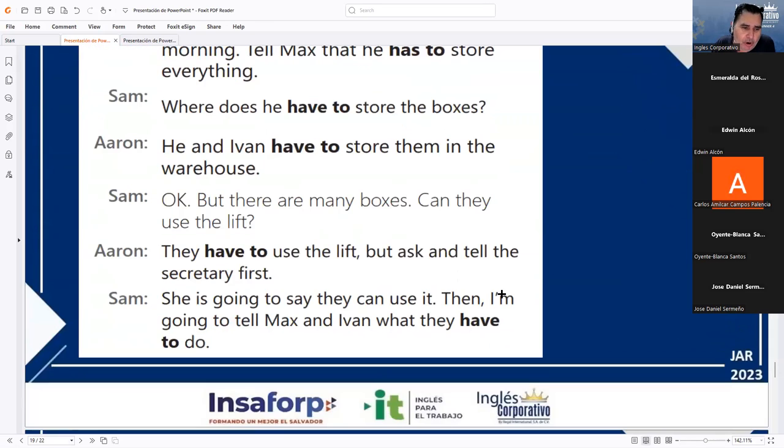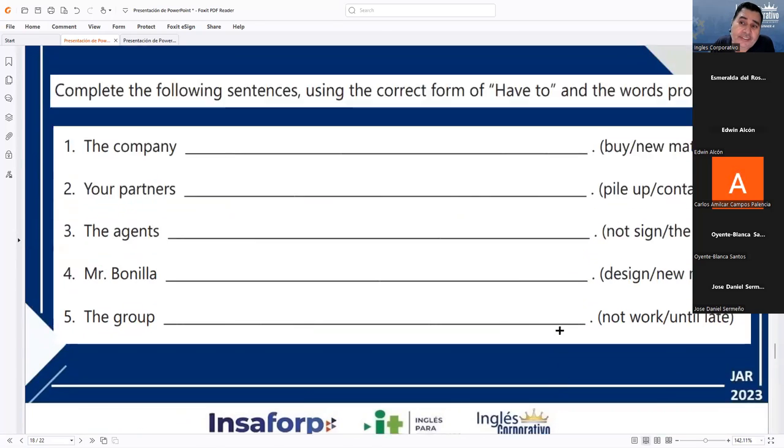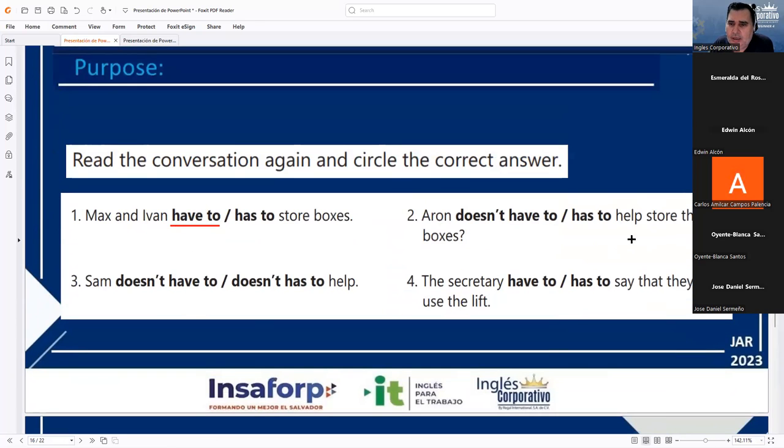So Aaron is the boss. Or who is the boss? So, does Aaron have to help store the boxes? What do you think? Does Aaron have to help store the boxes? No, right? He is the boss, or one of the bosses.